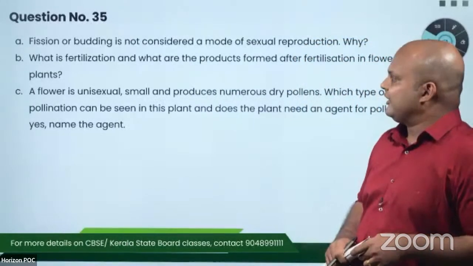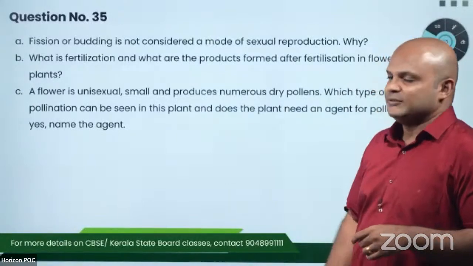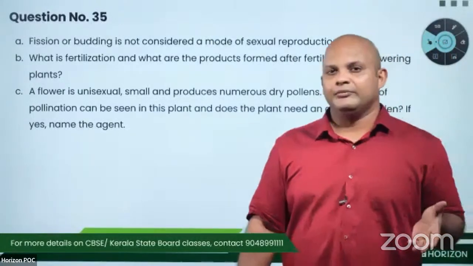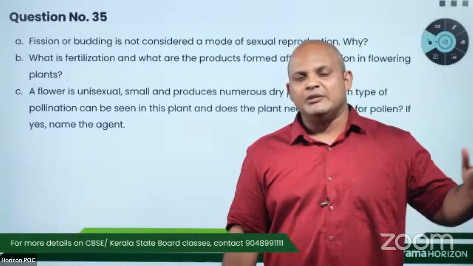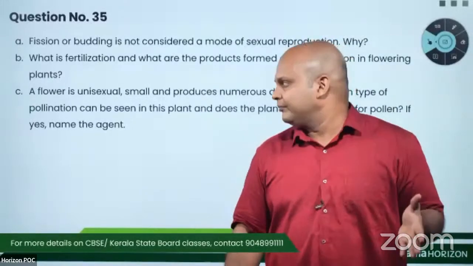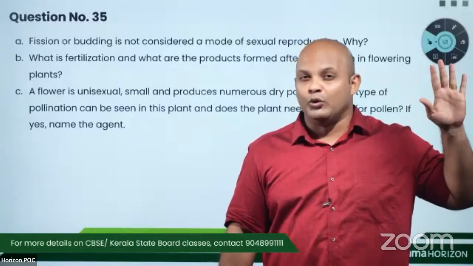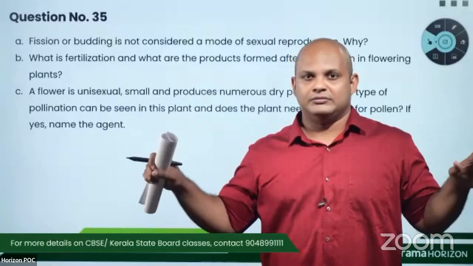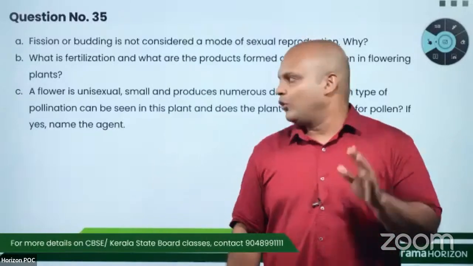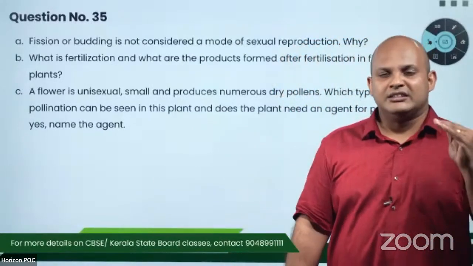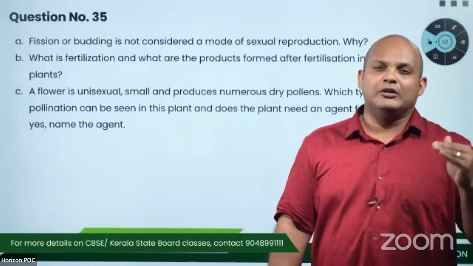Which type of pollination can be seen in this plant? This plant cannot self-pollinate. Why? Self-pollination can only happen if the same plant contains both the male and female flower parts. Only then can self-pollination take place. So in this particular case, this plant will always be cross-pollinated.